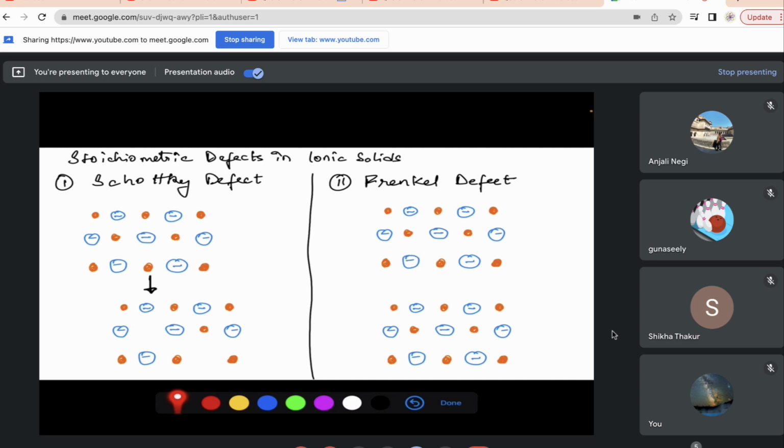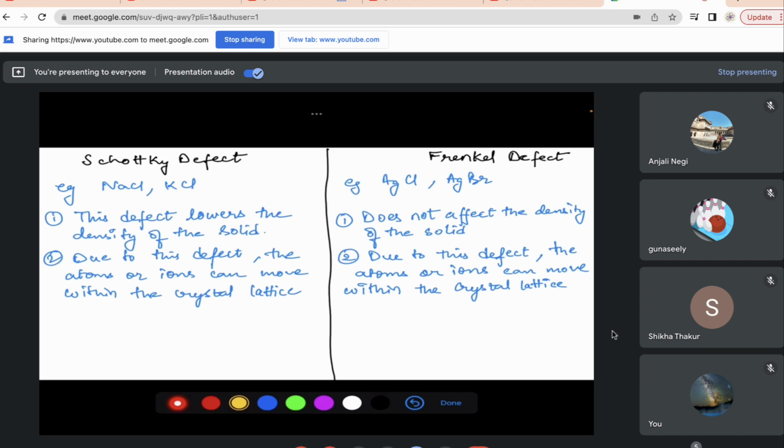So this defect will look like, say, this cation has moved to, say, anywhere in between here, okay, or here, okay. So this is the Frenkel defect. Simply, you can see the examples for Schottky defect are NaCl or KCl. For Frenkel defect, it is AgCl or AgBr.